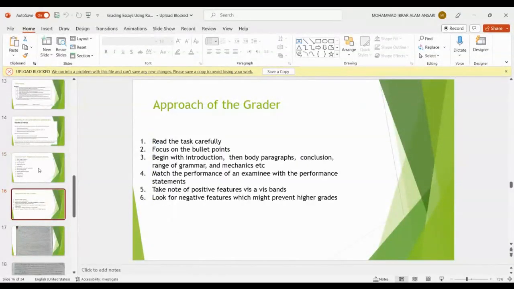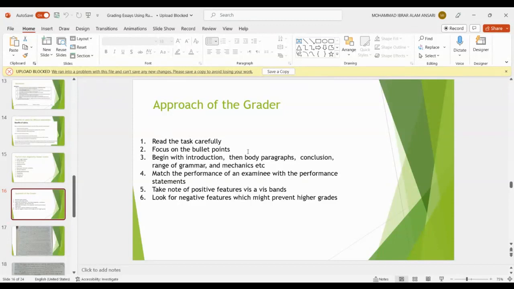Now, what should be the approach of the grader? What should you do while grading? Of course, we know what to do, but it's always good to refresh what we are supposed to be doing while grading. Like, read the task carefully. As the students read the task carefully before writing essays, we are supposed to be paying close attention to the task carefully. And only then will we look for those things while grading essays.